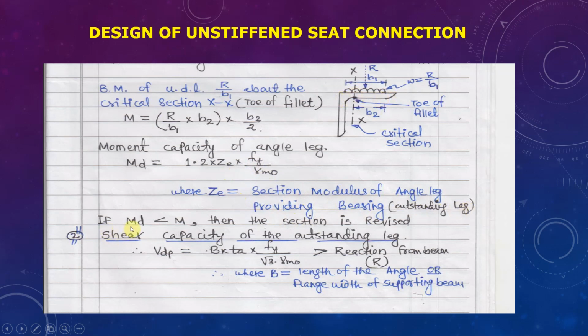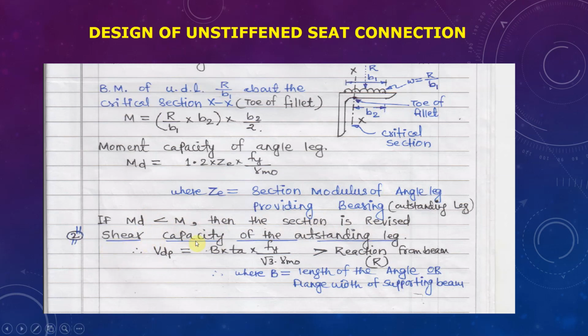Now in this case, if Md is less than the actual bending moment coming on the angle section, then the section is to be revised, that means the thickness of the angle is to be increased. But if Md is greater than the actual bending moment, then there is no need to revise the section. The section is safe, sometimes it may be over safe.